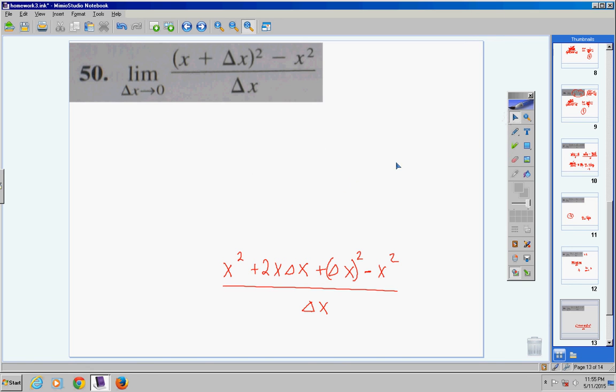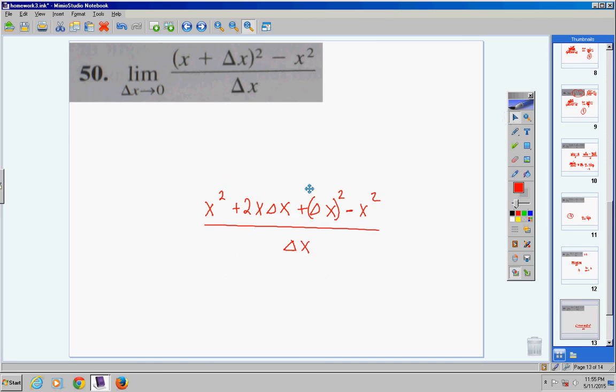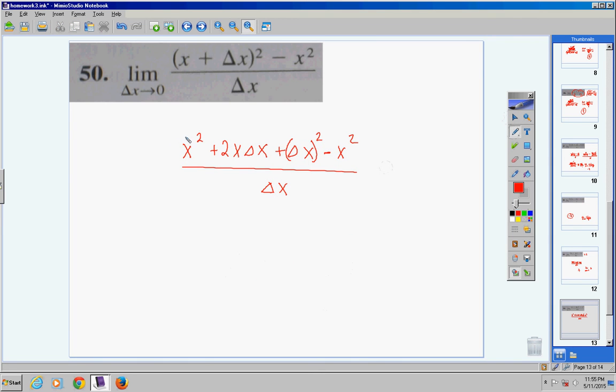Now, notice you have a positive x squared and a negative x squared. They're going to cancel out, okay? Now, you can cross off your delta x here, your delta x here, and your delta x here, alright? That leaves you with 2x plus delta x all over 1, or just 2x plus delta x.